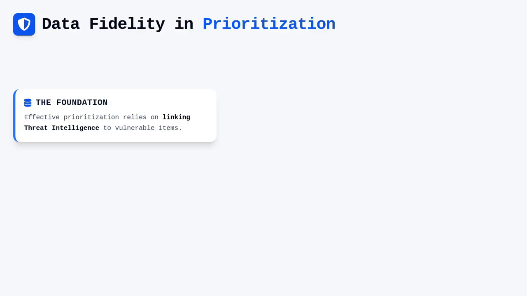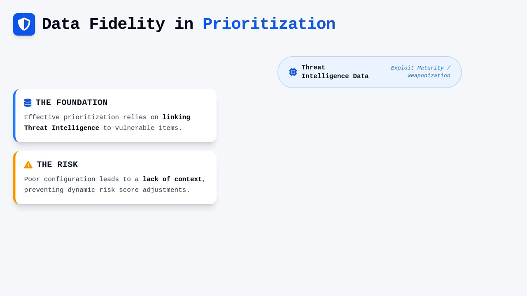The foundation of effective prioritization rests on data fidelity, specifically how we link threat intelligence data to our vulnerable items. When configuring these rules, we often pull from threat intelligence tables that contain indicators such as exploit code maturity or evidence of weaponization in the wild. If we fail to properly configure these links, the prioritization engine lacks the context required to adjust risk scores dynamically based on the current threat landscape.